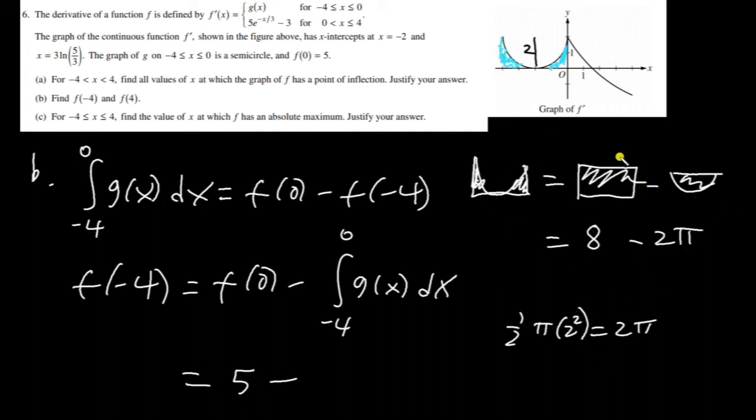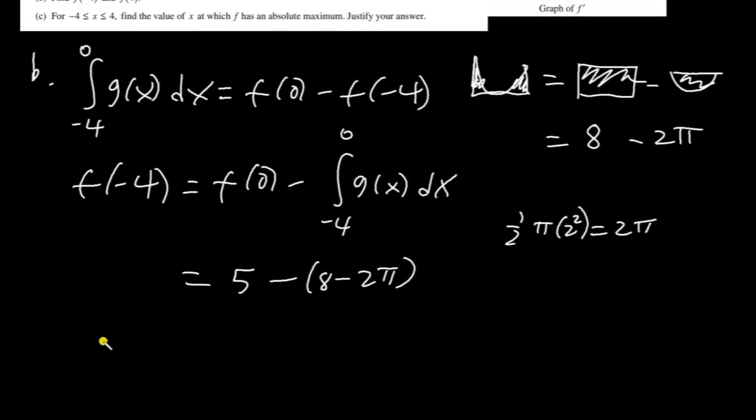So we have this, we'll put that in here. We're subtracting 8 minus 2 pi, this 8 minus 2 pi, and then we solve that for f of -4. It's going to get us 2 pi, 5 minus 8 is negative 3. So 2 pi minus 3.